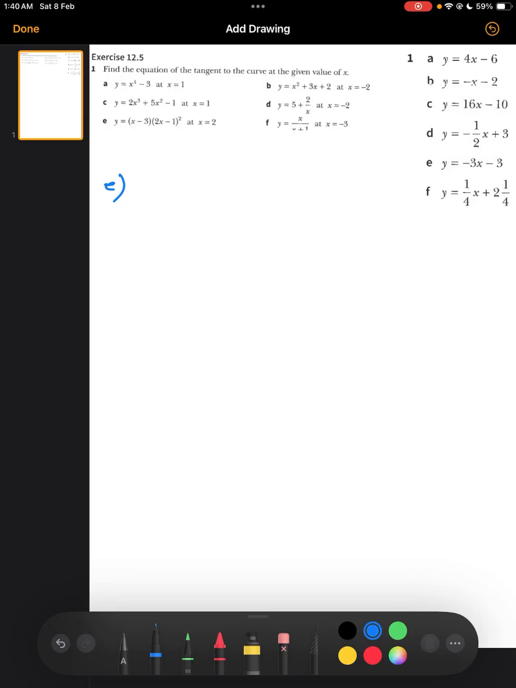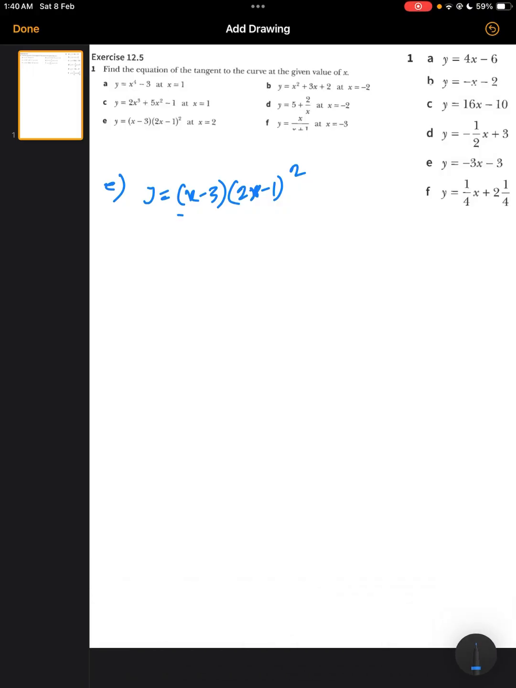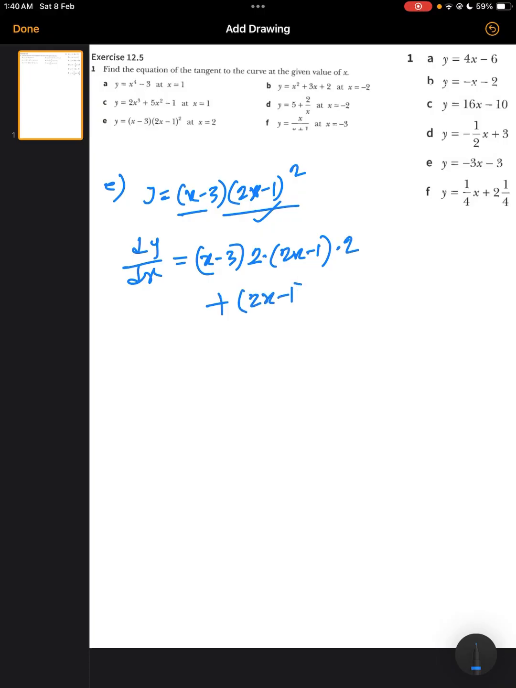Now question number E. Y is given as x minus 3 times (2x minus 1) whole square. I am taking this as u, this as v, so d/dx of uv, right? So I am taking x minus 3 as common, then if I differentiate this value, this would be 2 times (2x minus 1) times 2 plus (2x minus 1) whole square. If I differentiate this value, it would become a 1. So 4 times (x minus 3)(2x minus 1) plus (2x minus 1) square.